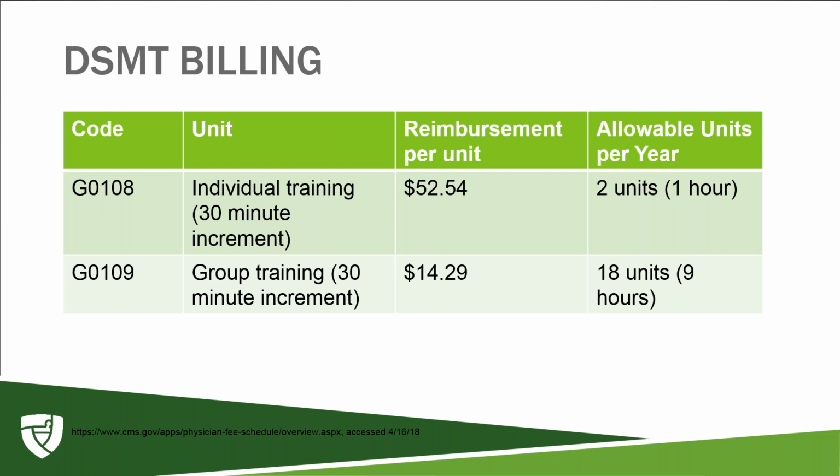Then the G0109 is meant for the group training, which is everything else. So again, reimbursed in 30-minute increments, reimburses about $14 per 30 minutes, and you have up to 9 additional hours of that group training that you could provide. So it's an additional 18 units.